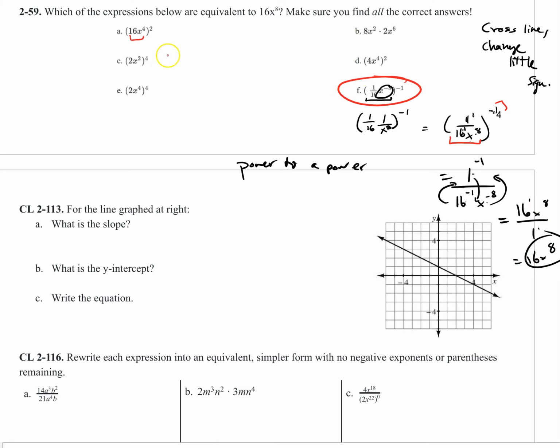And I'll do one more, and you can try the rest. So this is going to be 16x to the power 4 squared. That's the base. The base is 16x to the power 4. And then the exponent is 2. All right, so that's 16 times 16. And then we have x to the power 4 times x to the power 4. And so right away you can see 16 times 16 is not going to be equivalent to 16, so not that one.